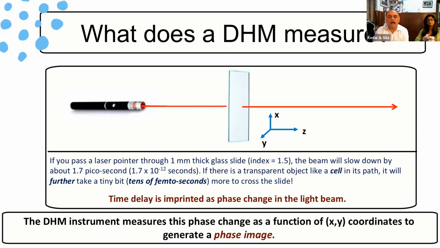And the main idea of this DHM instrument is to precisely measure this phase change as a function of the XY coordinates along the slide surface and to generate what we call a phase image that you just saw in the last slide.